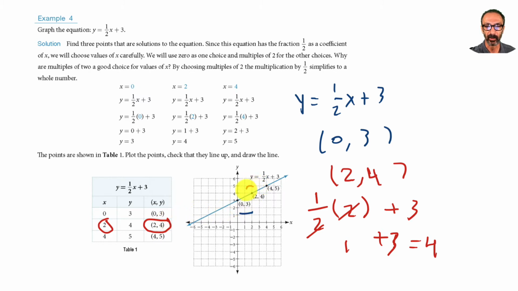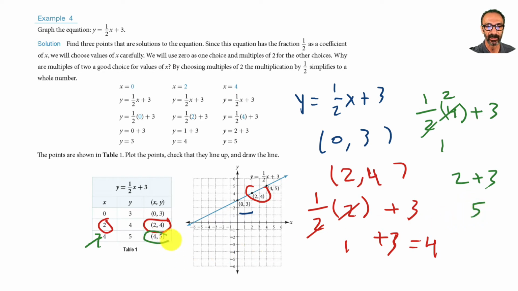2 and 4 is already graphed. You go right 2 and up 4 and that should do it. Let's take a different color. They picked 4 for x, and I told you the choice why. 4 is a good choice because it simplifies: divide by 2, 1, divide by 2, 2, plus 3. So you have 2 plus 3, which is 5, and that is 4 and 5. 4 and 5 is up here, 4 to the right, and 5 up, and that should do it.